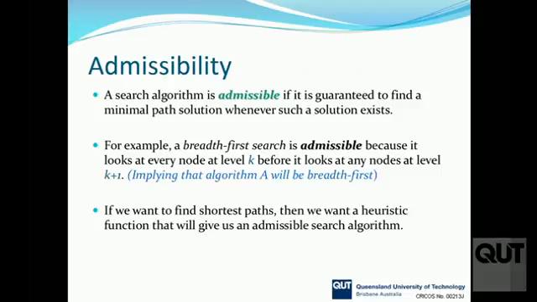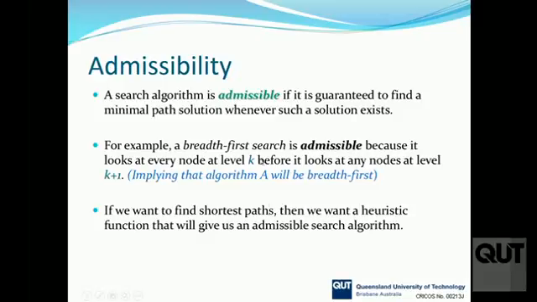When we do a search like this, we also want the search to be what is called admissible. So if we're after an optimal pathway, that is, we're after the shortest path, we have to guarantee that we admit all possibilities into the search. That doesn't mean that we have to search every pathway. It just means that we've admitted everything that is logically necessary in order to find that shortest path. So a search algorithm is admissible if it is guaranteed to find a minimal path solution wherever such a solution exists.